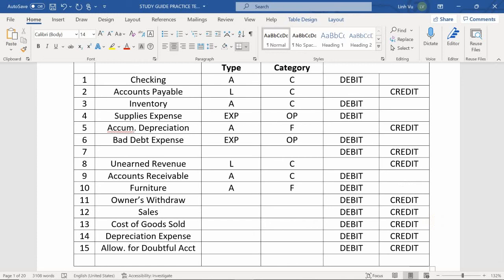All right, what about an owner's withdrawal? Equity. Yes. Good. It is equity. And it's debit. Yes. Owner's withdrawal. Because it's a contra. Yes. Good. It's a contra account. So in this case, if it's a contra account, what kind of category would it fall under?